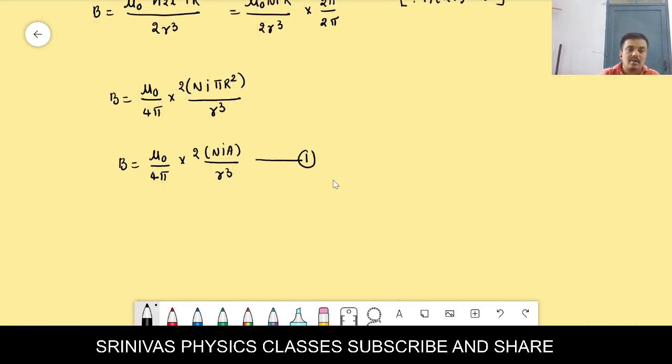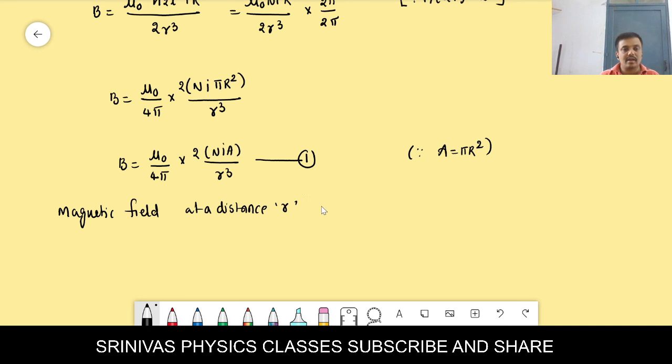This is the final formula for the magnetic field due to a solenoid on its axis, right? And what about the magnetic field on the axis of a bar magnet, at a distance r, on the axis of a bar magnet or magnetic dipole?